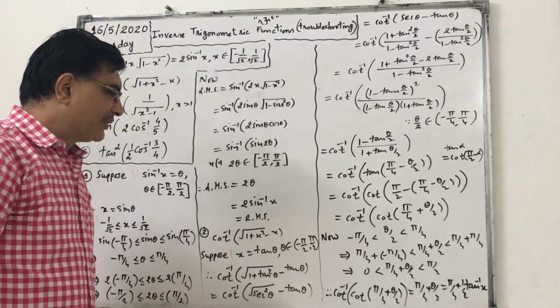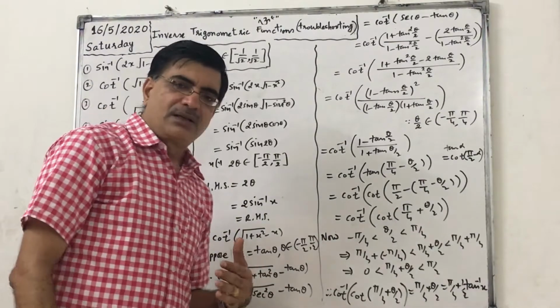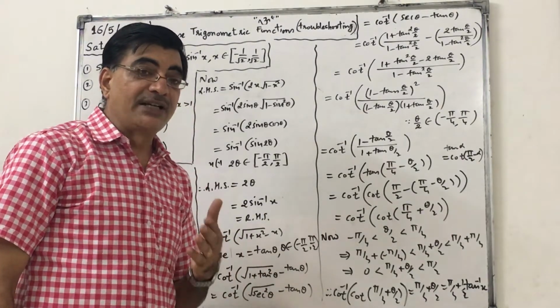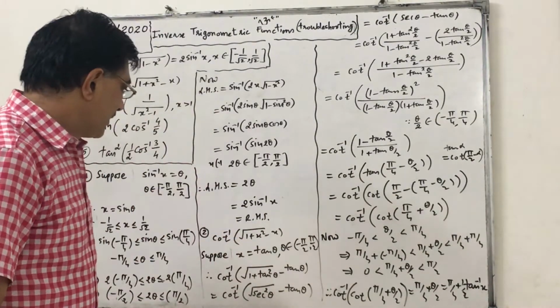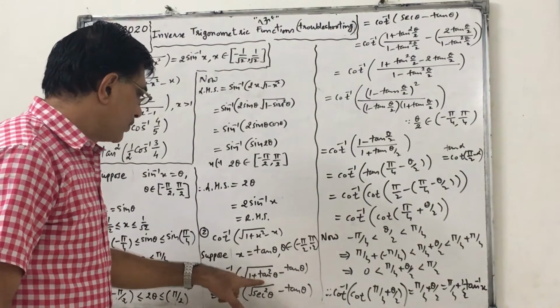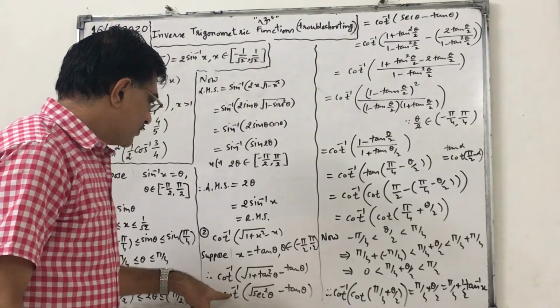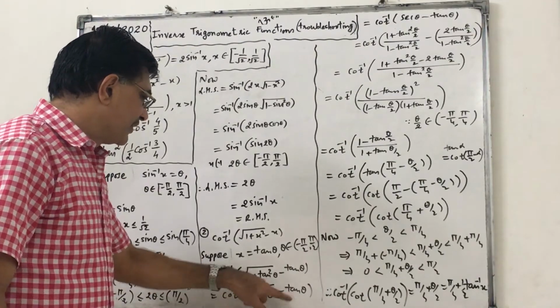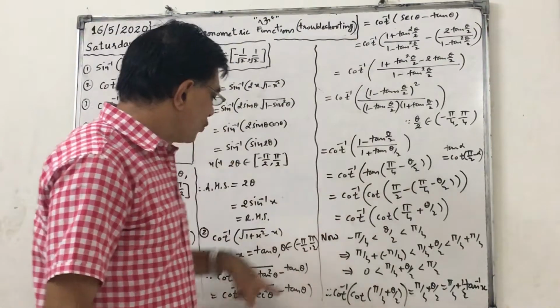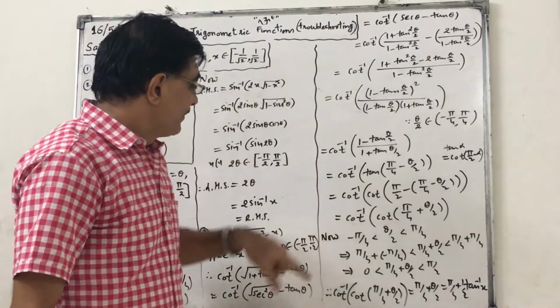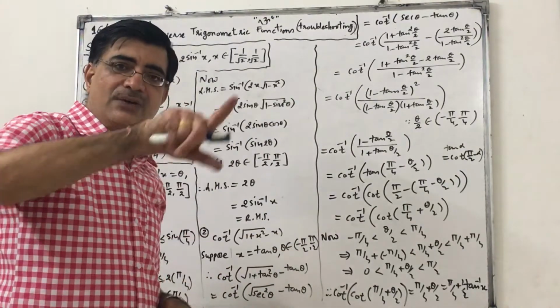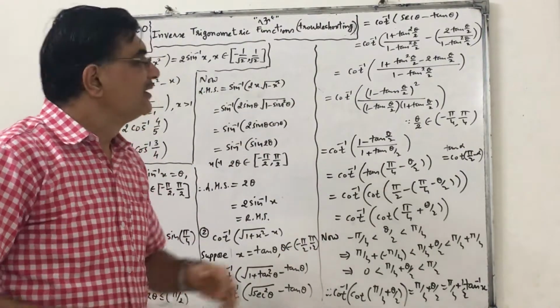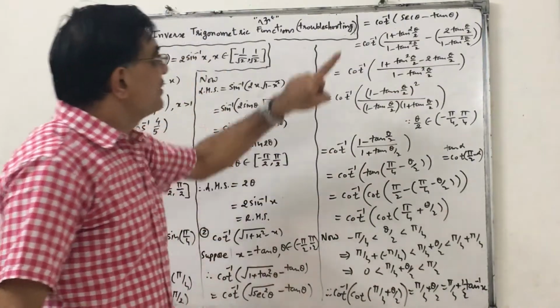Suppose x equals tan theta, where theta belongs to the range of tan inverse, that is the open interval minus pi by 2 to pi by 2. In that case, cot inverse of square root of 1 plus tan square minus tan. So cot inverse of root of sec square minus tan. So cot inverse of root of sec square is sec, because in the fourth and first quadrant sec is positive. So sec theta minus tan theta.